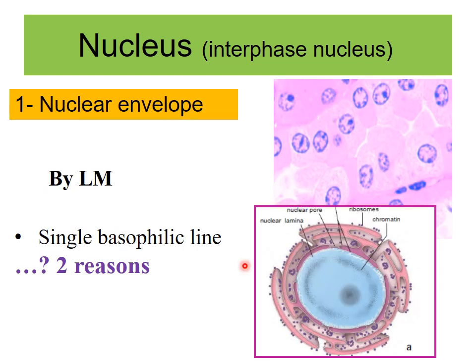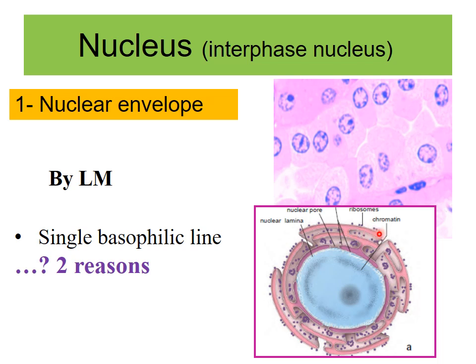We are going first to start studying the structure of the nuclear envelope or the nuclear membrane, first by light microscope. By light microscope, we can see that the nuclear membrane appears as a single basophilic line. Why does it appear as a single basophilic line? It appears basophilic for two reasons.